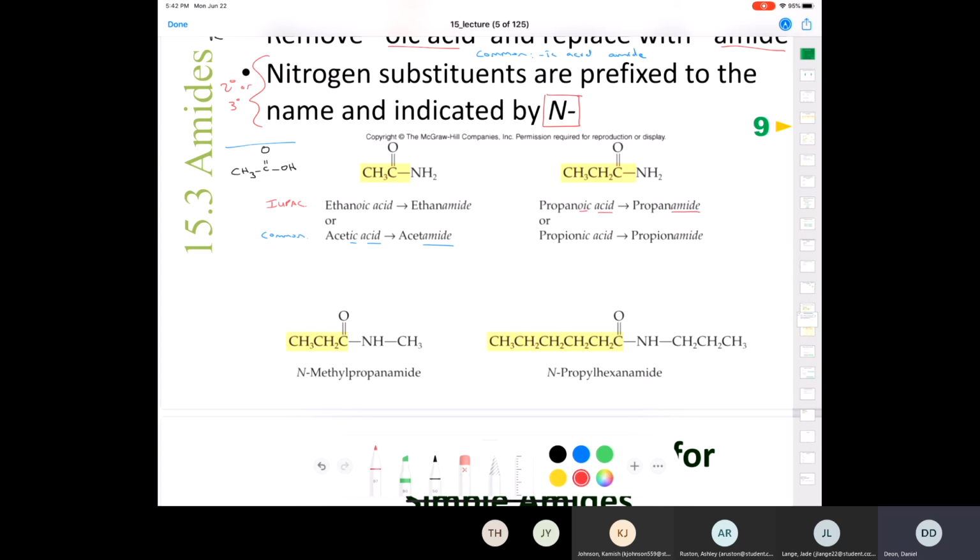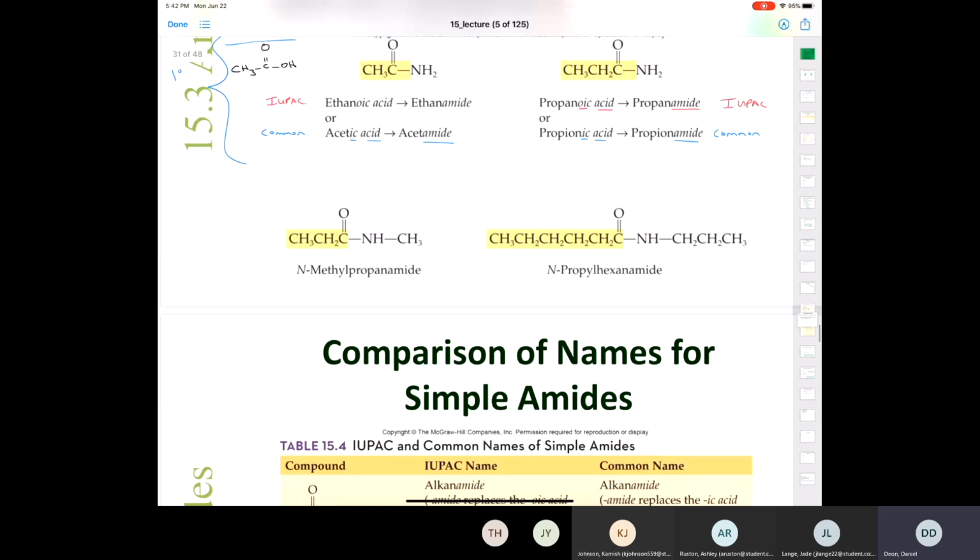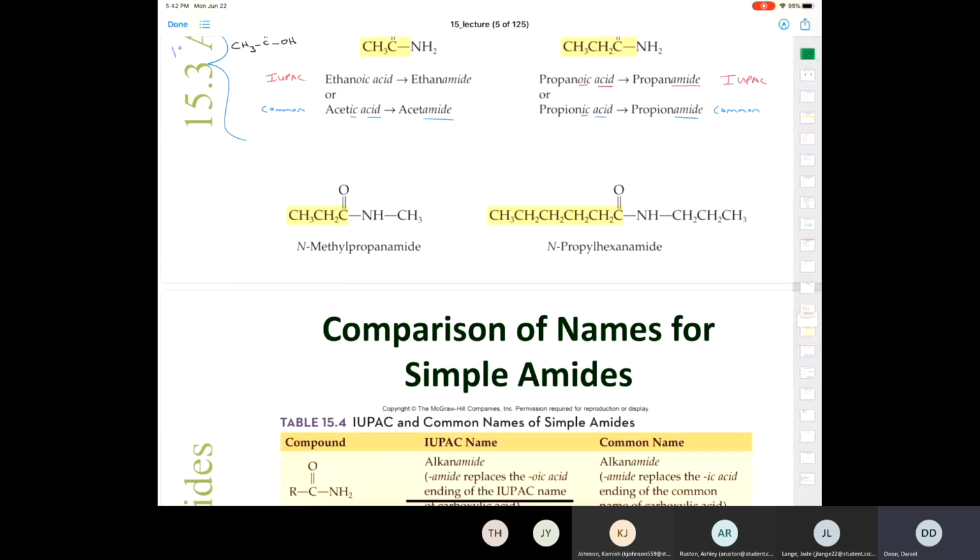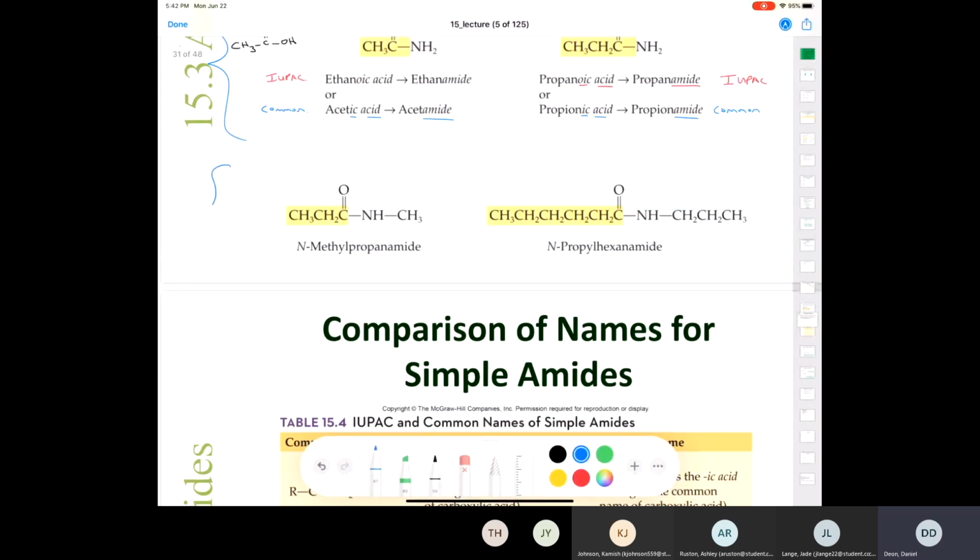And again, that's the IUPAC name, IUPAC. And for common, it's propionic acid. So we replace ic acid with amide, so propionamide. So we'll put common over here. Now both of these examples are primary amides. Now we get a little bit spicier down here in that we have a couple of secondary amides. So these are both secondary amides.